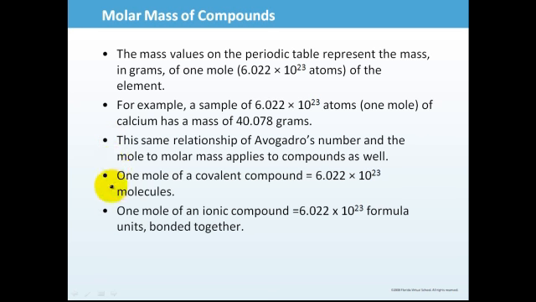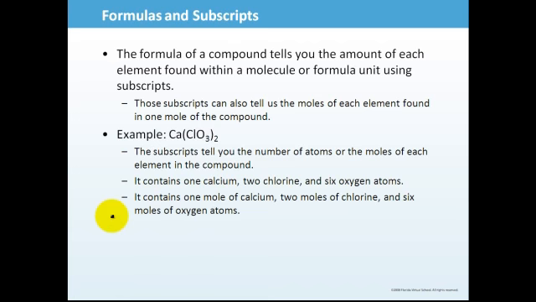Well, that same principle works when we're talking about compounds. 1 mole of a covalent compound equals 6.022 times 10 to the 23rd molecules. 1 mole of an ionic compound equals the same thing, 6.022 times 10 to the 23rd. But remember, we called them formula units, and we learned that earlier in module 3. Okay, so it's the same principle. We're just now going to apply it to the compounds instead of just looking at individual elements.